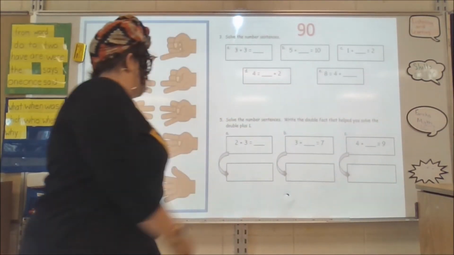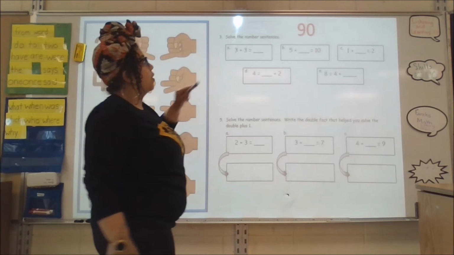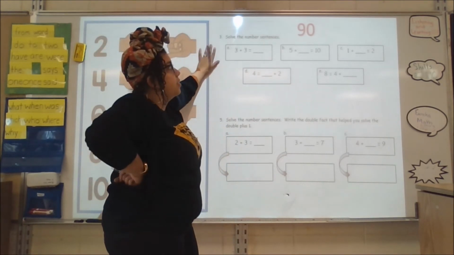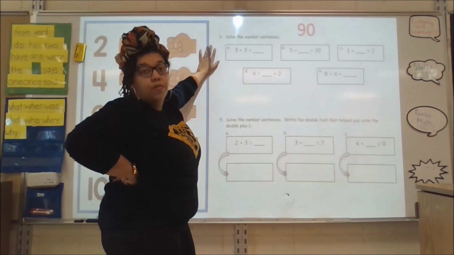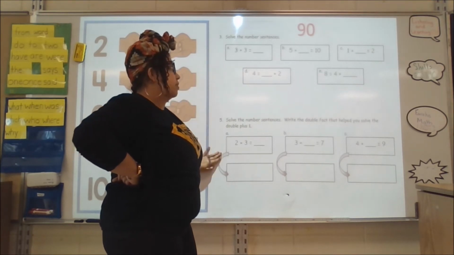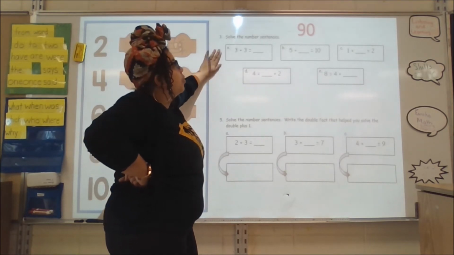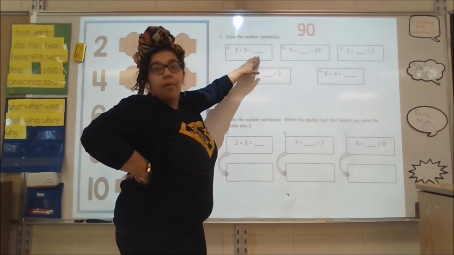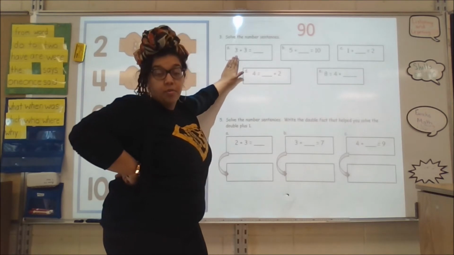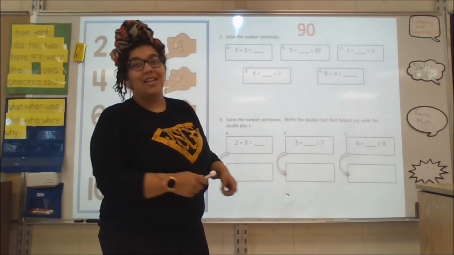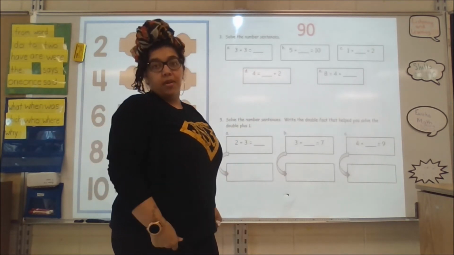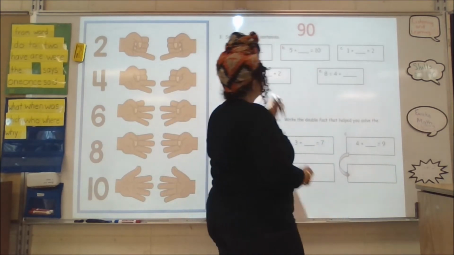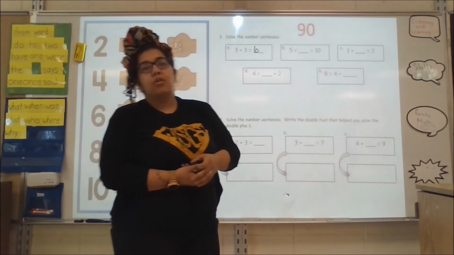Alright, so question number 3, it says solve the number sentences. What you'll notice about each of these number sentences is that it's a double. We're first just going to look at our doubles, and then we'll look at some doubles plus ones. So here, we're given part plus part is equal to whole. And our parts are, just remember, their parts will be the same. So 3 and 3. What is 3 plus 3? 6. Good job.